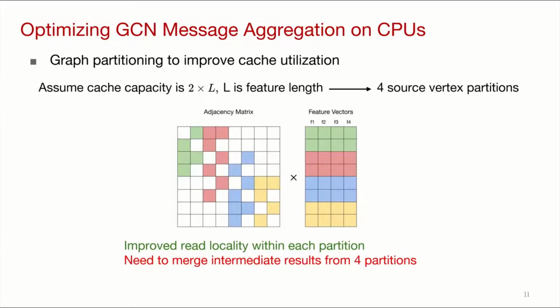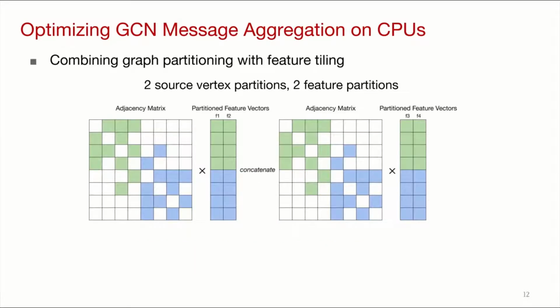The cost is that it needs to merge intermediate results from different segments. This method works well for traditional graph applications such as PageRank, but it's no longer effective in the case of GNN workloads. With the feature dimension, we need to partition the graph into too many segments, making the cost of merge too large. To address this problem, we propose combining graph partitioning with feature dimension tiling.